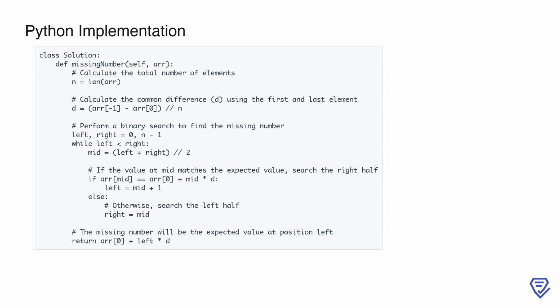If ARR[mid] matches the expected value, it means the missing number must be in the right half of the array, so we move the left pointer to mid plus 1. Otherwise, the missing number is in the left half, so we move the right pointer to mid. 5. Termination. The loop ends when left equals right. At this point, the missing number is located at the position left, and its value is calculated as ARR[0] plus left times d. 6. Return value. The function returns the missing number as the result.